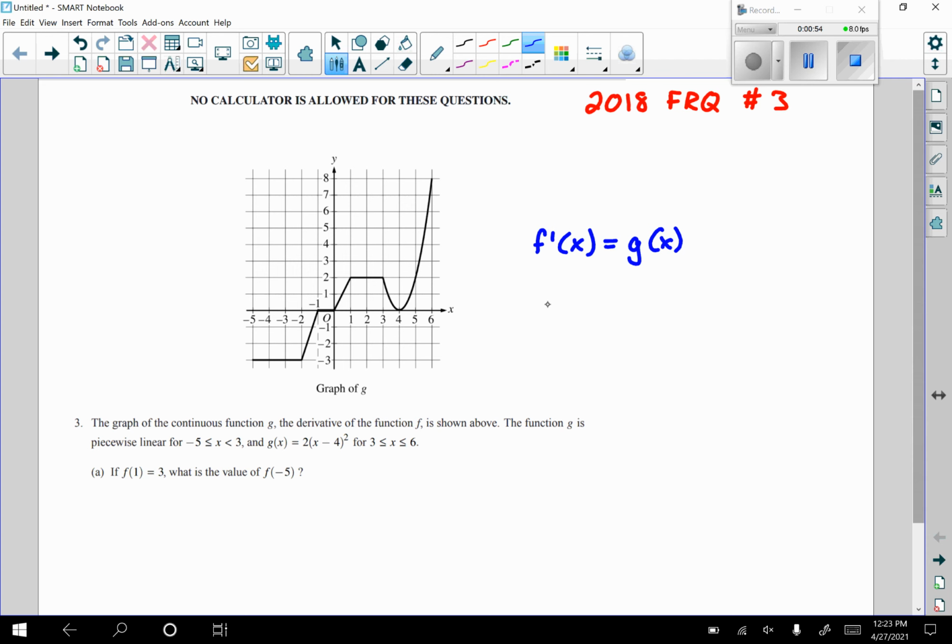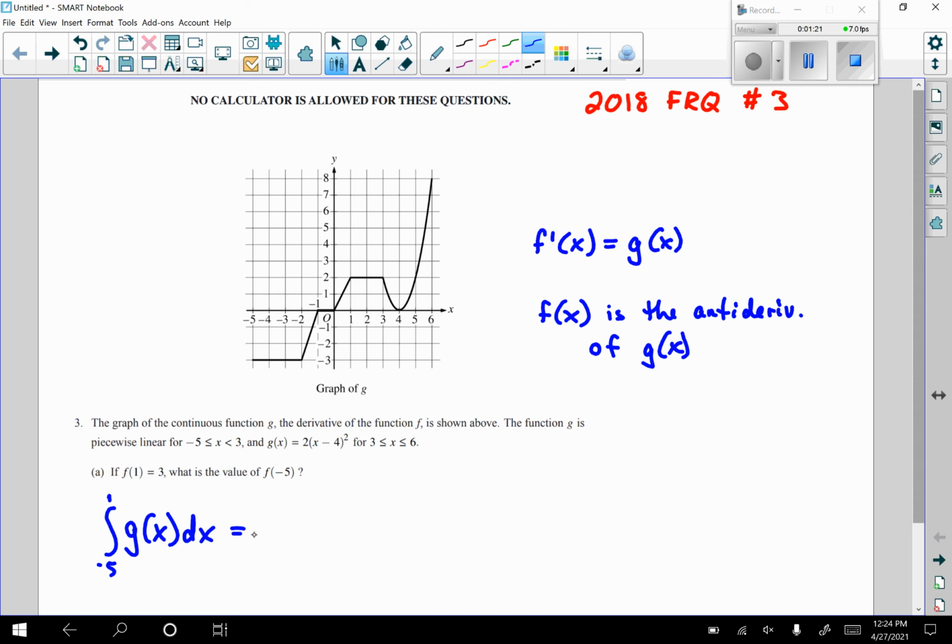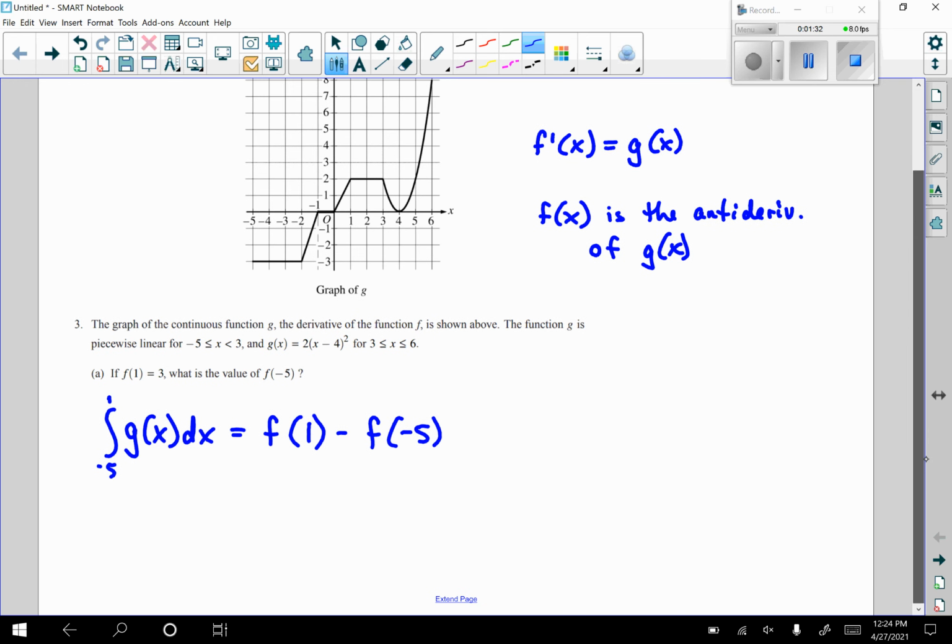Or we could also write this, that f of x is the antiderivative of g of x. So those two facts are going to be very helpful. So if f is the antiderivative of g of x, and we need to find an f of x value, we could write it this way. If I'm looking at 1 and negative 5 here, I could write the integral from negative 5 to 1 of g of x dx using the fundamental theorem of calculus part 1. That just becomes f of 1 minus f of negative 5, because if f is the antiderivative of g of x, we can write this now.